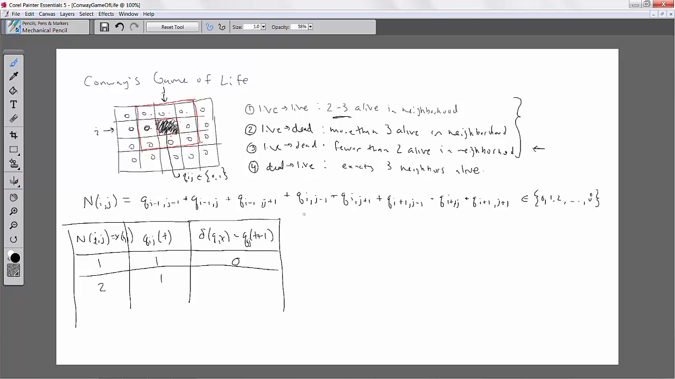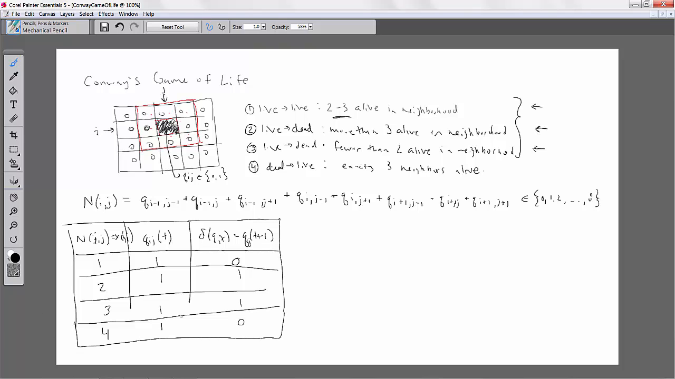If there are 2 in the neighborhood and it's alive, then it falls under this first rule. We know that it stays alive. If there are 3 in the neighborhood and it's alive, it stays alive. And if there are 4 in the neighborhood and it's alive, it'll die because of rule number 2 for overcrowding. On the other side of things, if it's currently dead and there are 2 neighbors, you know that it stays dead. But if there are exactly 3 neighbors and it's dead, then it becomes alive through the rebirth process.